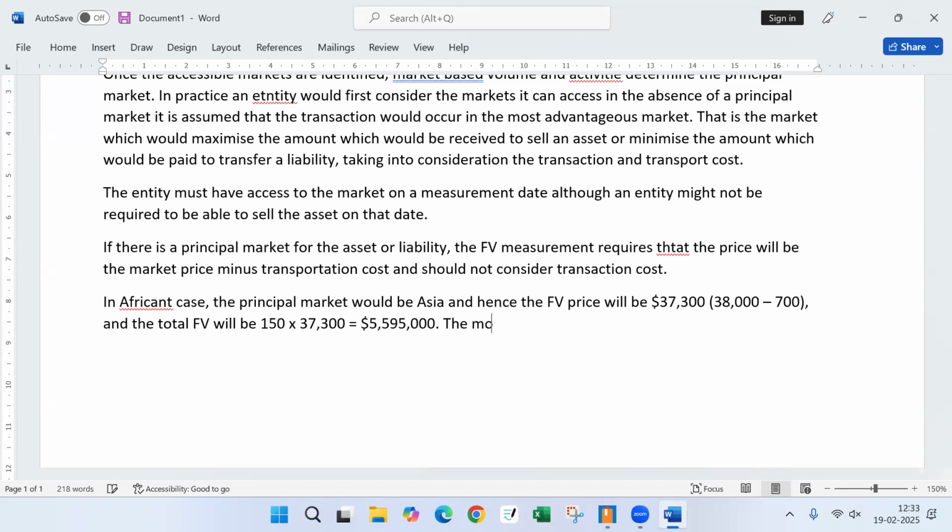Right? And the most advantageous market will be Europe.